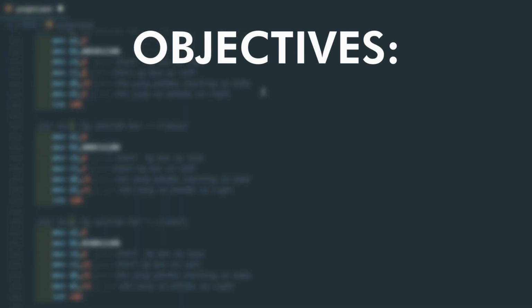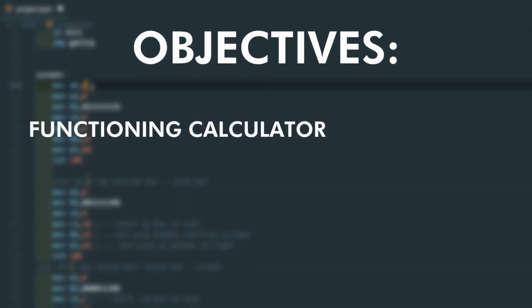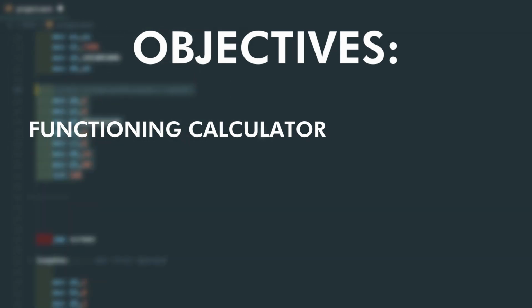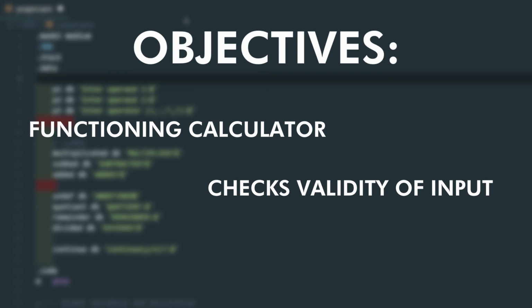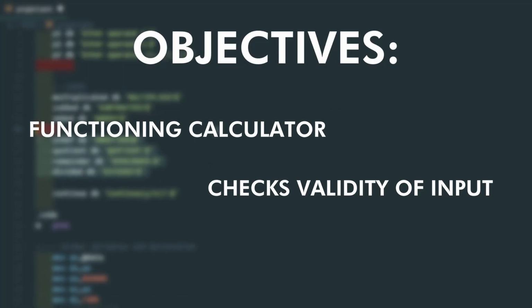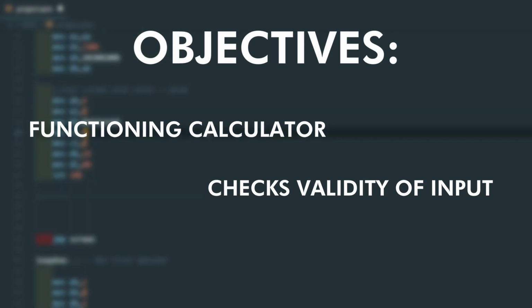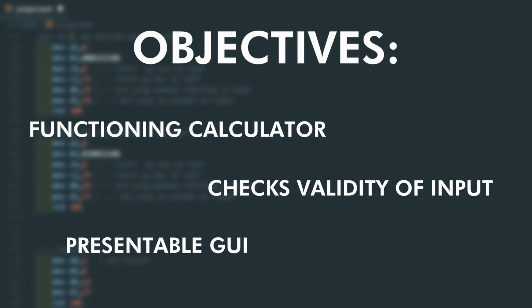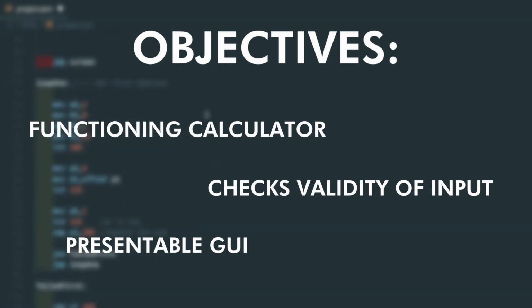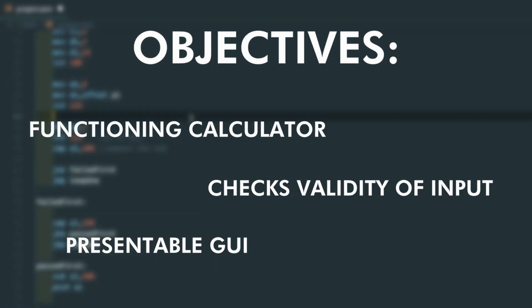First, we want to create, yes, you guessed it, a functional working calculator. We also want to make sure that the program checks the inputs of the user so that everything is valid. If the program asks for a number, the user should give a number. If the program asks for a symbol, the user should give a symbol. And lastly, we want to have a nice, presentable, graphical user interface. So without further ado, let's get started.